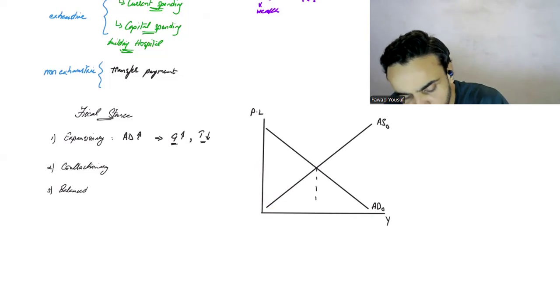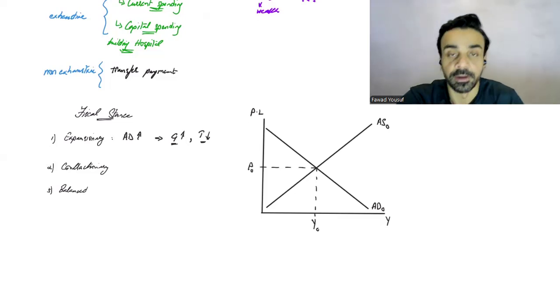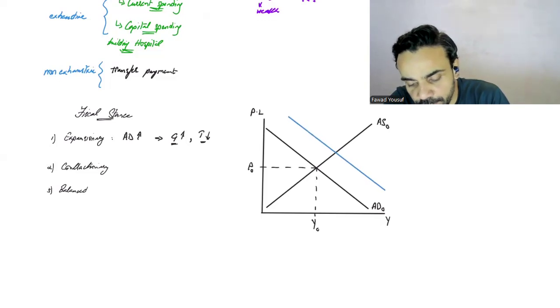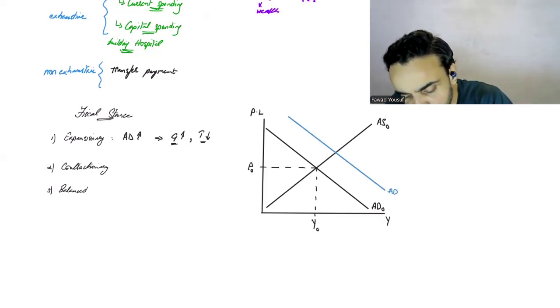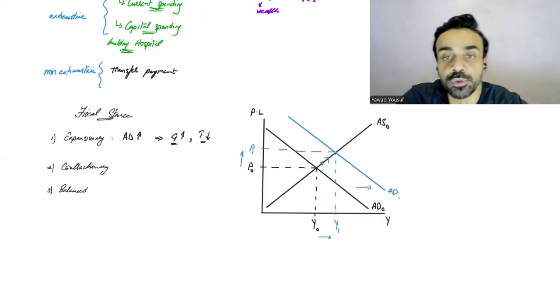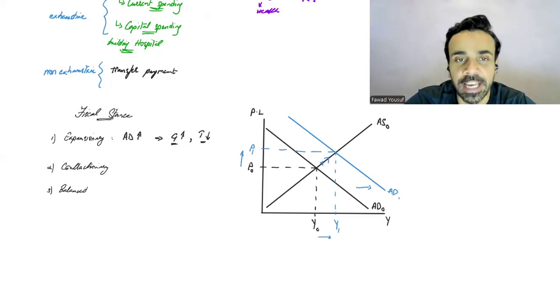We're dealing with AD-AS diagrams with price levels on the y-axis and real output on the x-axis. AD will shift to the right, so this curve is going to shift to the right, something like this. We can call it AD1. And as a result, we can notice what has happened to economic growth, what has happened to prices, what has happened to employment. You complete the diagram and you show all these impacts. These are the key things that need to be done in these essays.